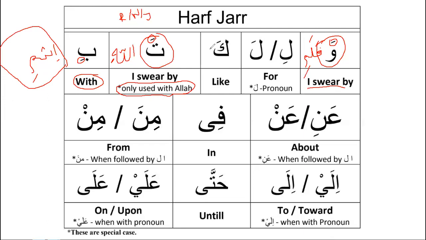Ka means like. Like if I want to say he is like my son. The Arabic of son is walad, right?